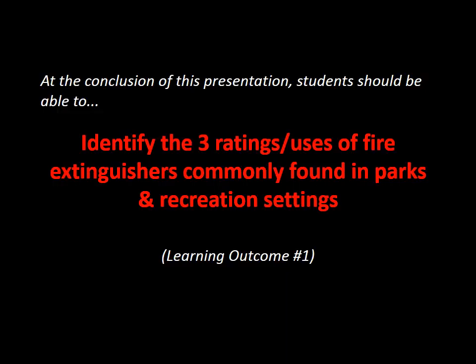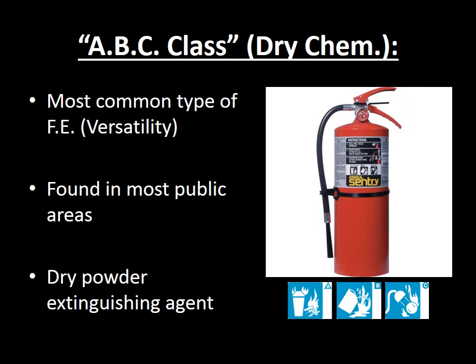At the conclusion of this presentation, students should be able to identify the 3 types of fire extinguishers commonly found in parks and recreation settings. The first and most common type of fire extinguisher is called an ABC class. It is called this because it can extinguish Class A, B, and C fires. They are by far the most common because of their versatility. They're found in most public areas such as hallways, office areas, and the like. They have a dry powder extinguishing agent inside of them.